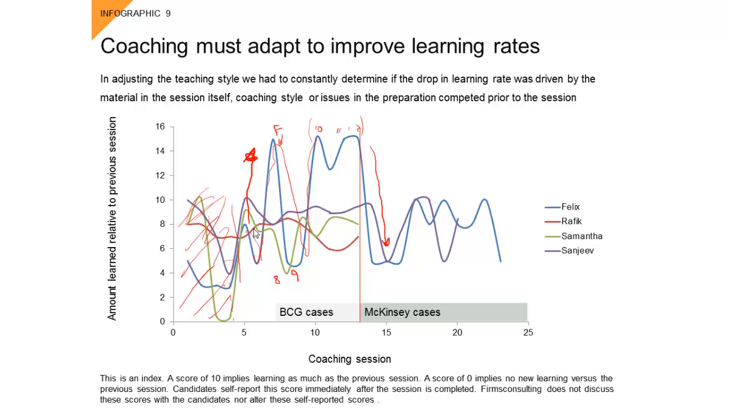Now, if Felix registers a big drop here, I'd want to know, hey, Felix, what happened? Was the content not good? Did we use a poor teaching technique? Now, what I'm trying to figure out here is, is there anything we could have done to have improved Felix's rate of learning? Now, what does this mean for you as a subscriber practicing by yourself?